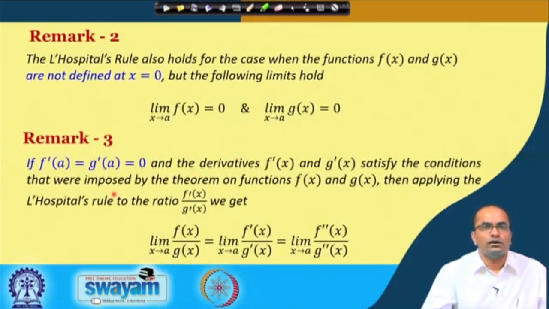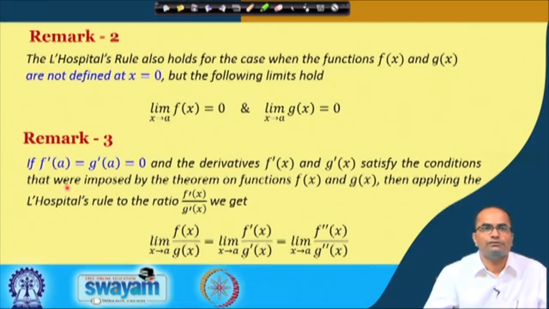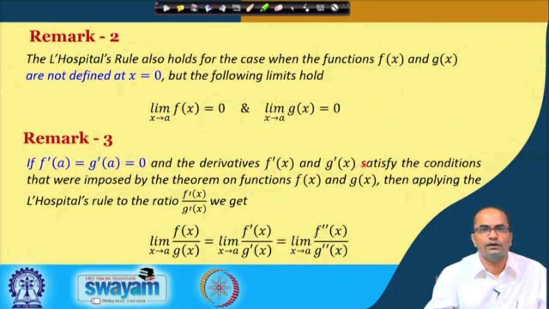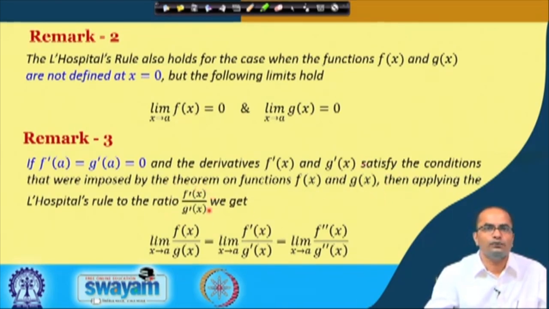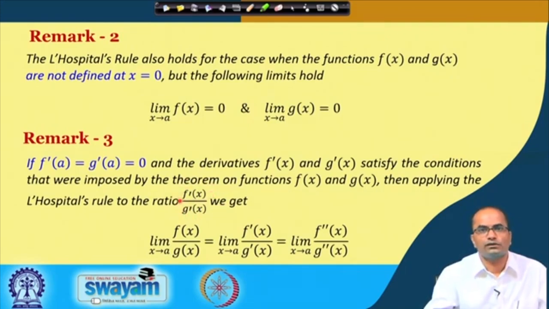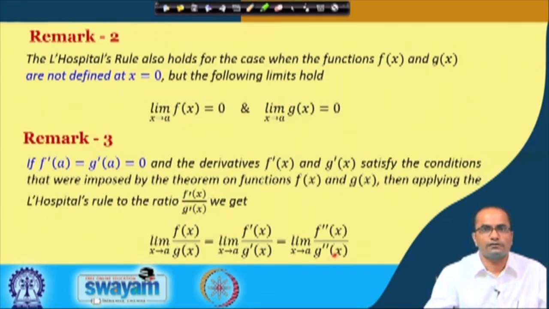Another remark: if we realize that the first derivatives are also 0 at a, and the derivatives f prime and g prime satisfy the conditions that were imposed earlier on functions f and g, mainly continuity and differentiability, then we can apply the L'Hopital rule again to this ratio f prime over g prime, because a similar situation is happening now for f prime and g prime, both being 0. Then the rule says that this limit of f prime over g prime will be equal to the ratio of the double derivatives of f and g as x goes to a.